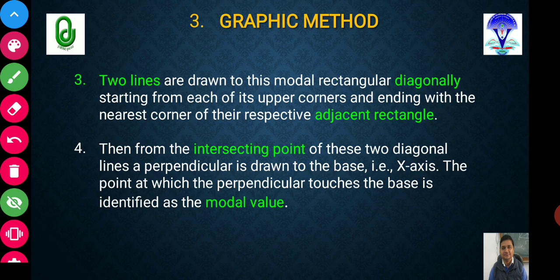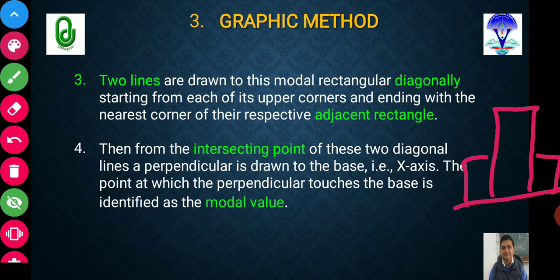Now the two lines are drawn from this model rectangle. Suppose this is the model rectangle. This is the histogram that we have prepared and this is the model rectangle. Two lines are drawn from this model rectangle diagonally, starting from each of its upper corners and ending with the nearest corner of their respective adjacent rectangle.